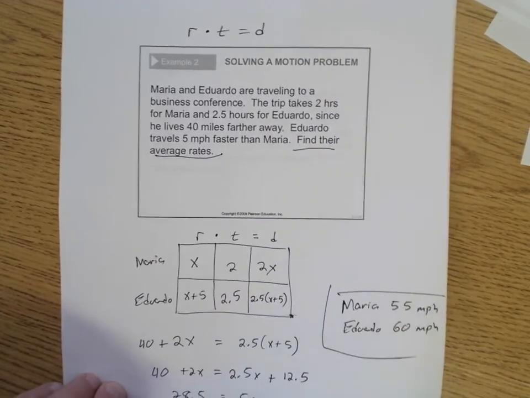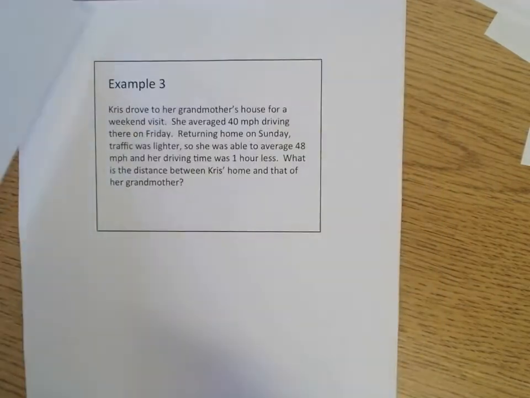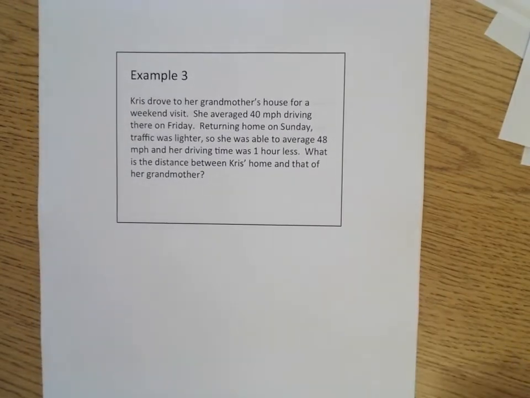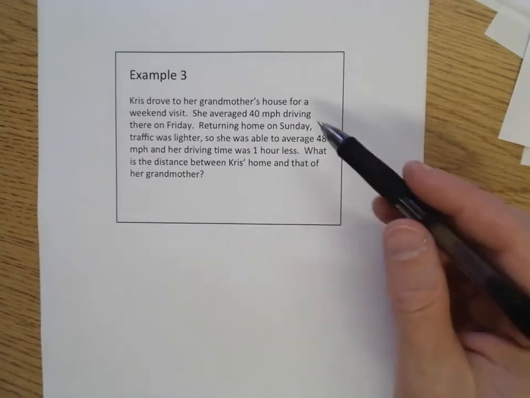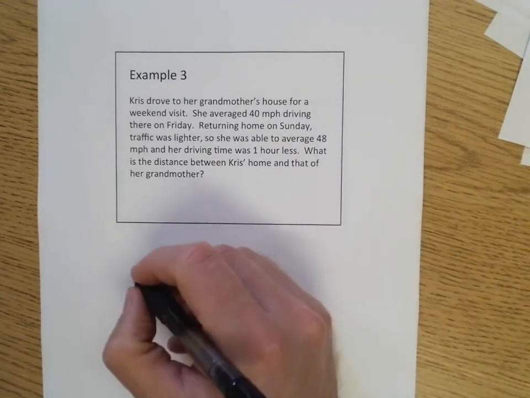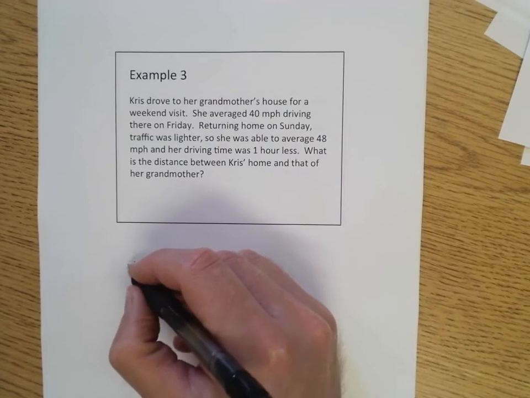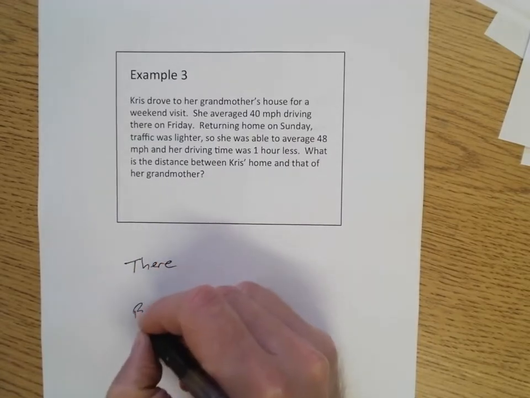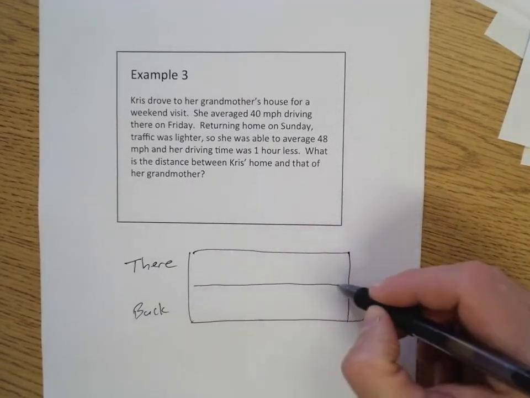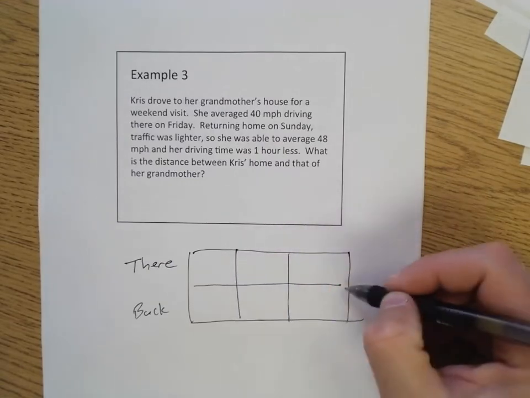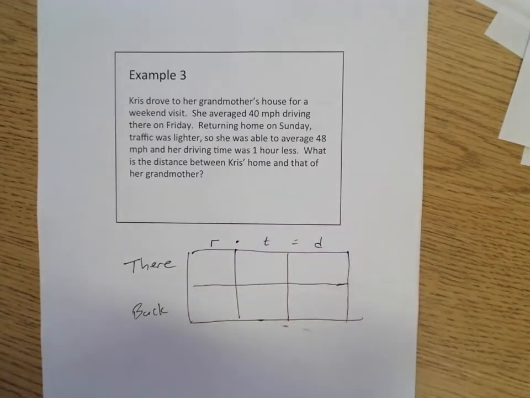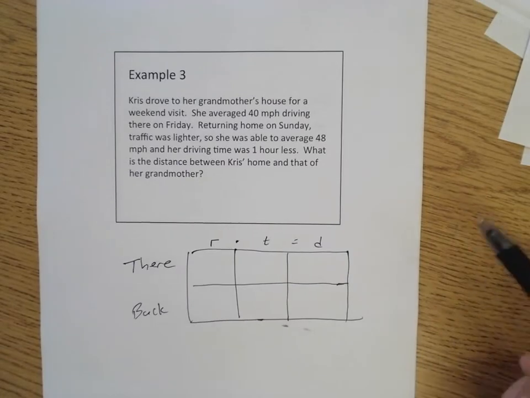What I would do is, once I pull up the sheet, go ahead and pause the video and try to go through it on your own. Okay, so as I do this, we have Chris, who is going there, and then also coming back. The two things that we're comparing I'll label as there and back. Remember, our columns are rate times time equals distance. What we're trying to do is fill in the rate and time columns.